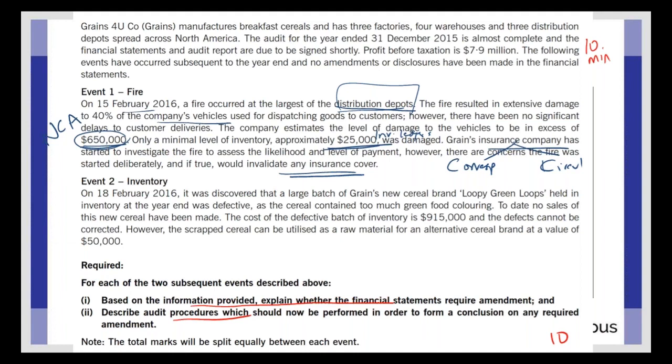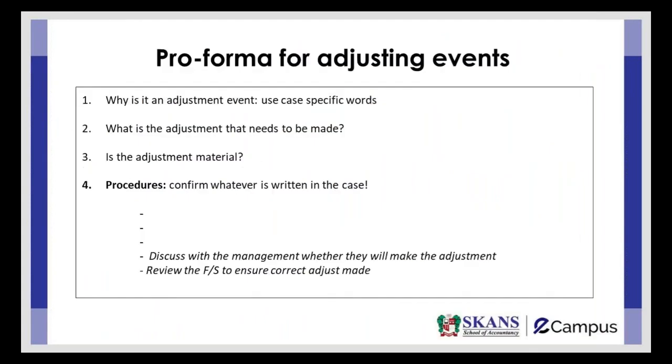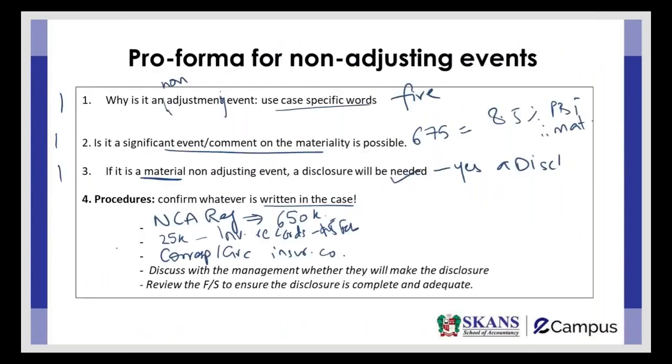So these were the scenario-specific ones. I'm not done yet. For non-adjusting events, you will always write these two procedures. These are easy marks. Discuss with the management whether they will make the disclosure, and review the financial statements to ensure the disclosure is complete and adequate. So in an F8 exam, the minute you identify that this is a non-adjusting event, this pro forma should come to your mind, and then you should start typing in your answer to follow this pro forma.